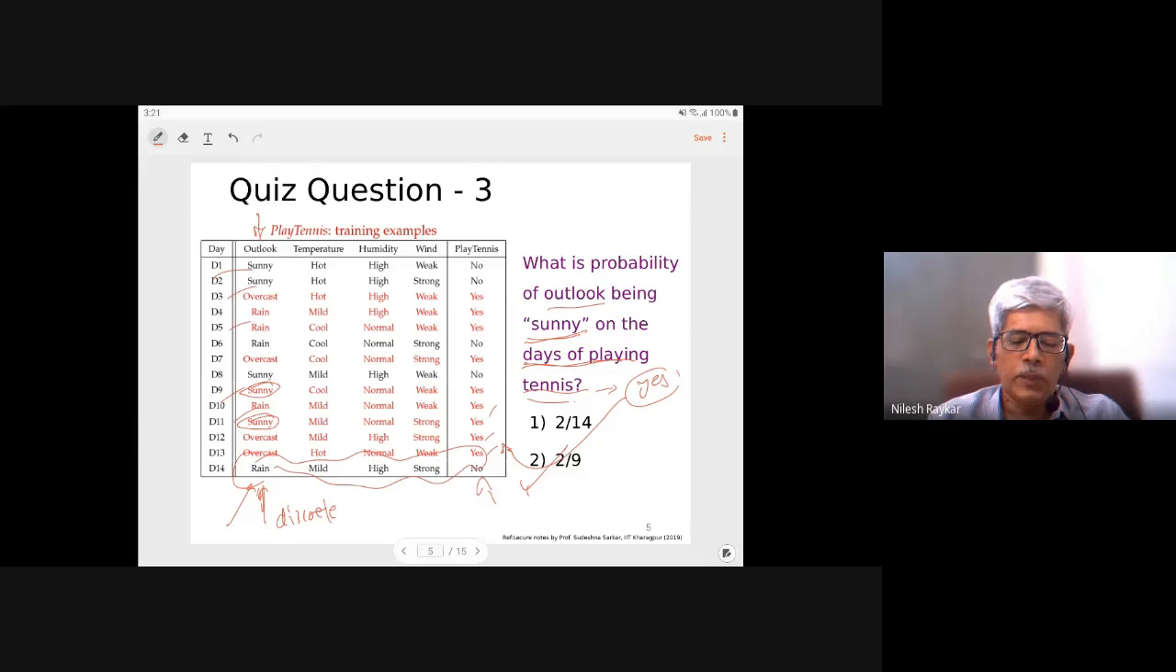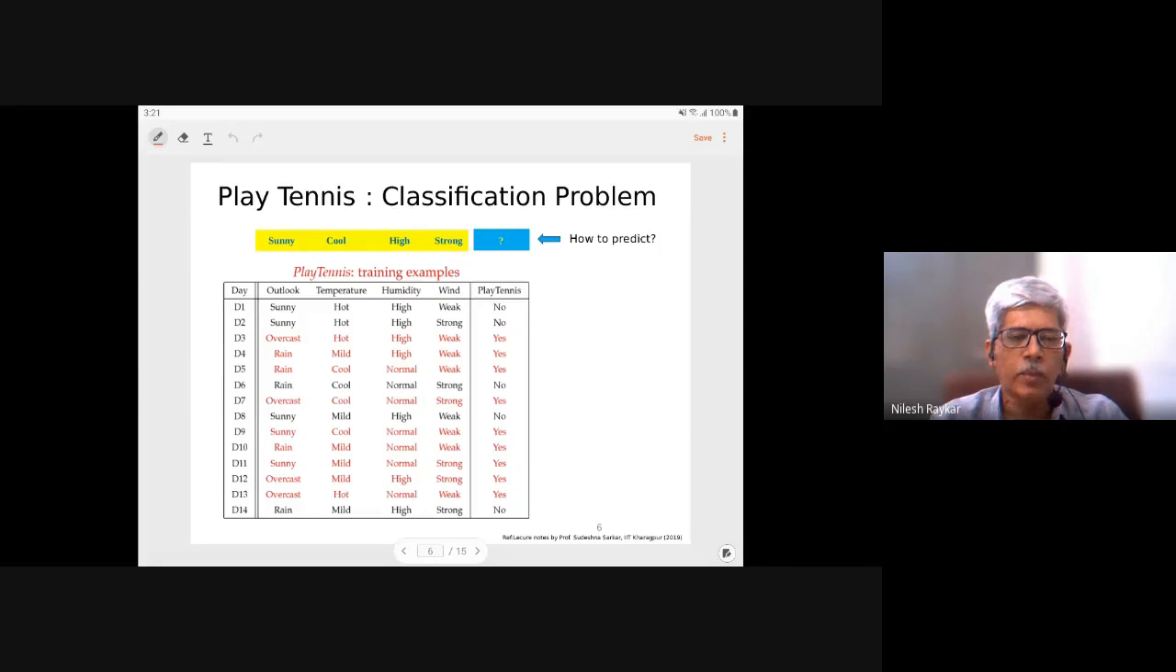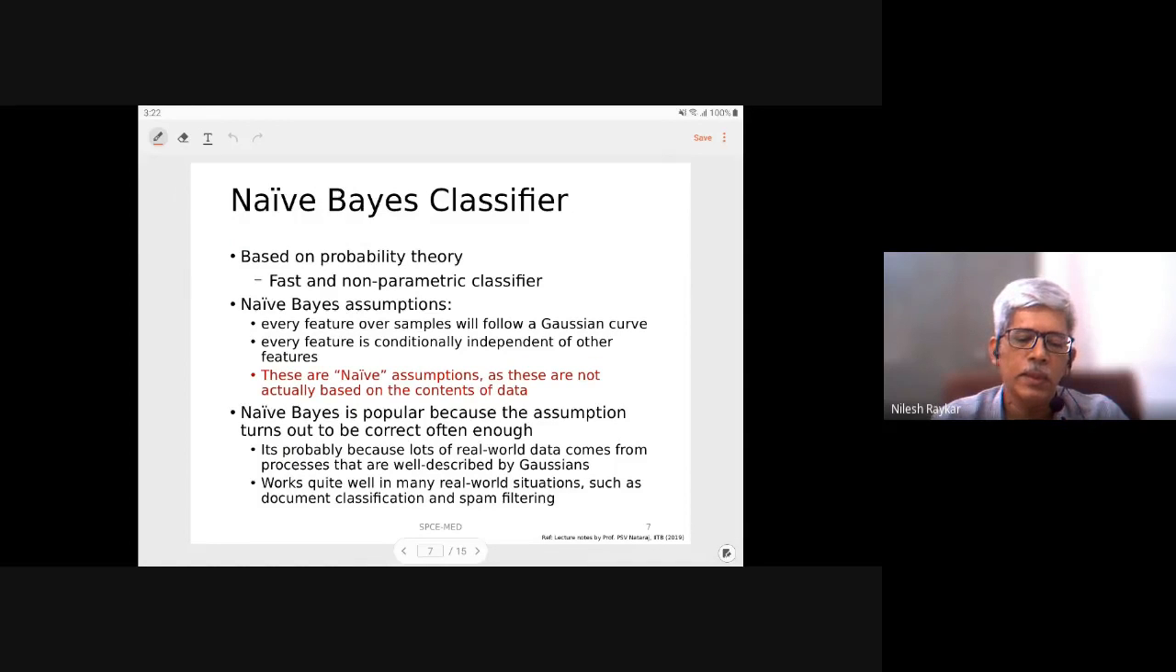Why is this particular thing popular? Because of its simplicity. The type of problem that I just now said is like this. Suppose a day is sunny, cool, high humidity and strong wind. What is the probability that people will play tennis on this particular day? This is the problem which we want to solve, and at the end of this course we'll solve this problem. For that we'll use the probability theory, and it is based on the theory which was proposed by Bayes.